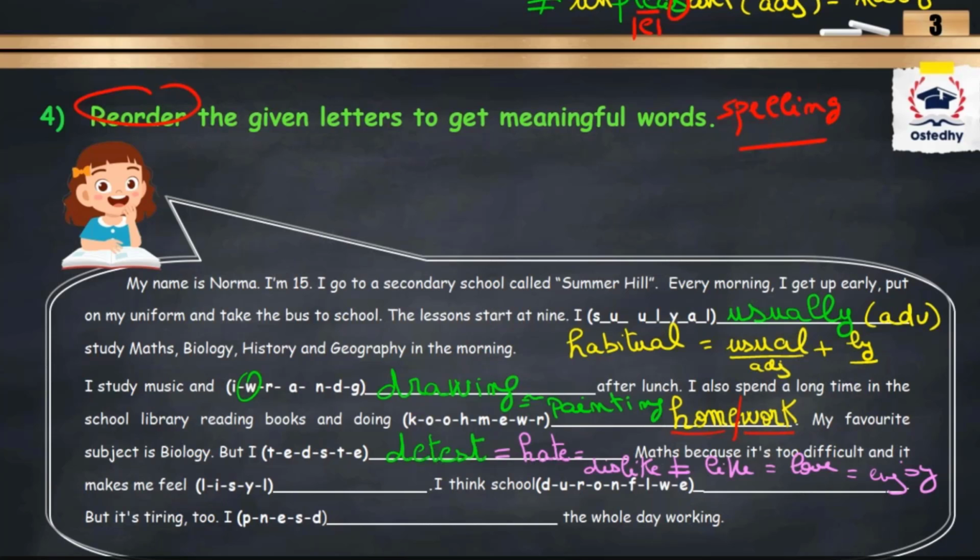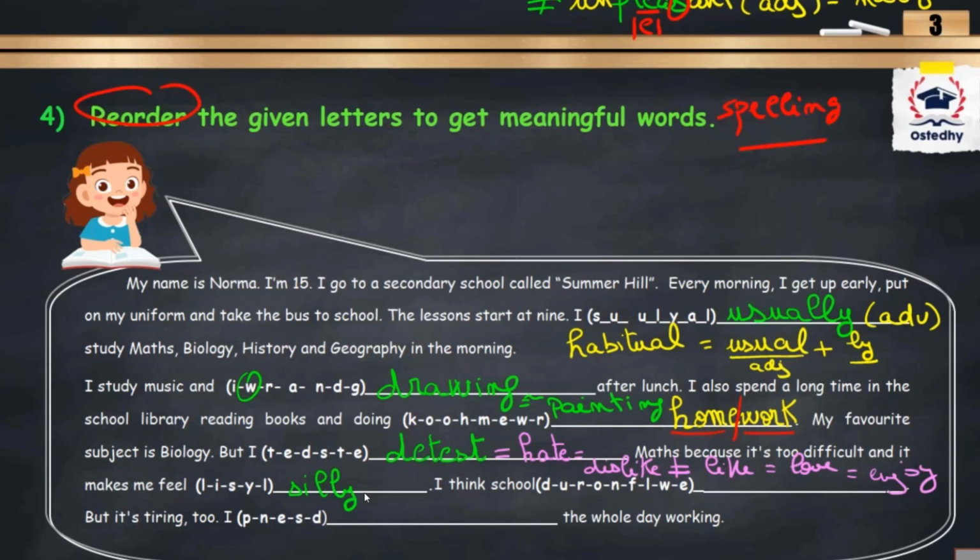So who's raising his hand? Yunus, again, Yunus. Go. The floor is yours. Hello, Mrs. Math, because it's too difficult and it makes me feel silly. Yes, that's it. Math, because it's too difficult and it makes me feel silly.